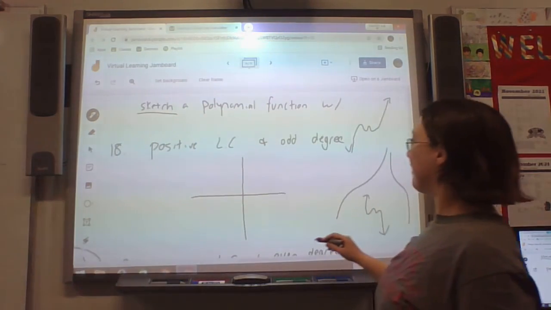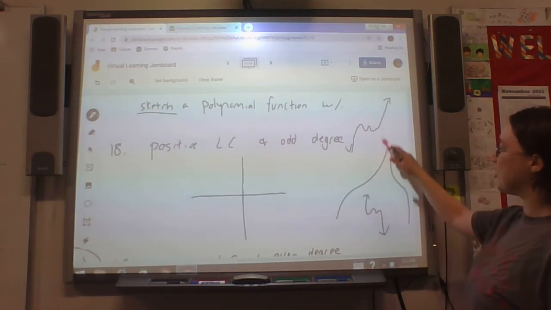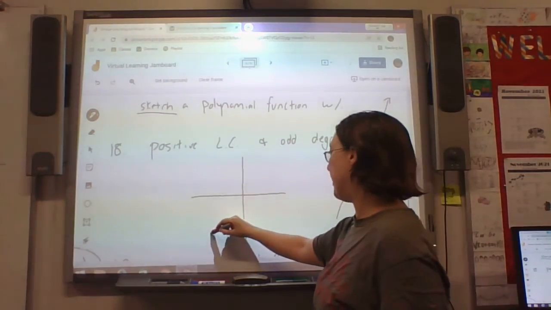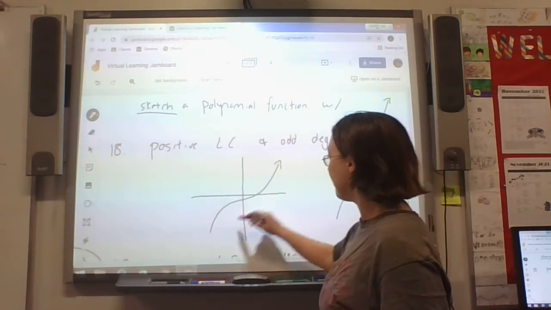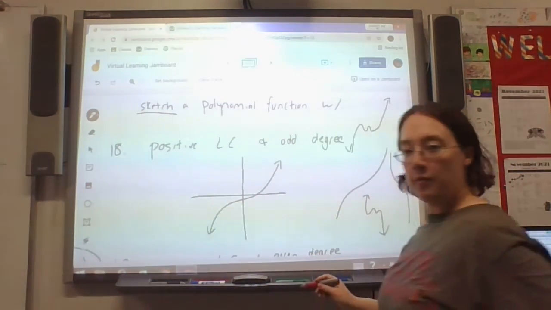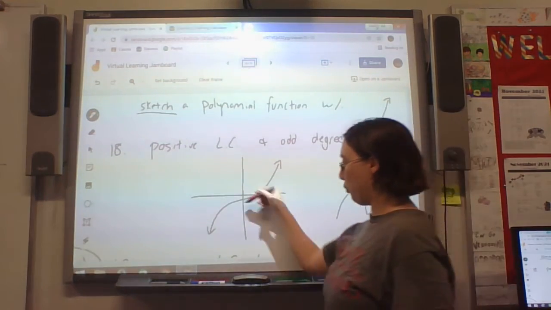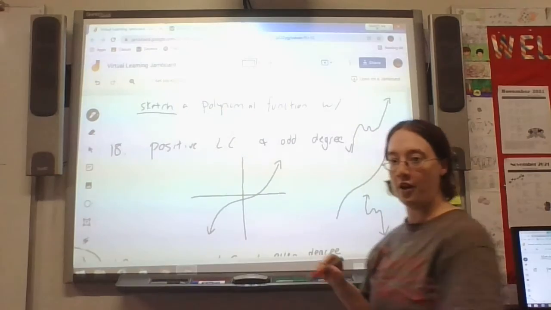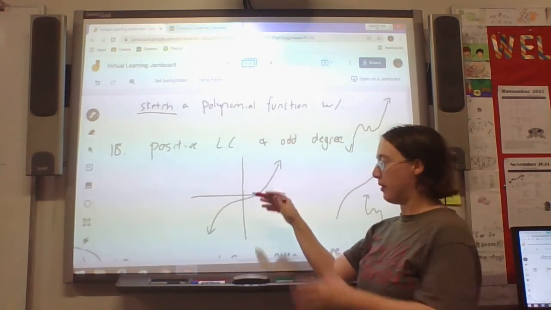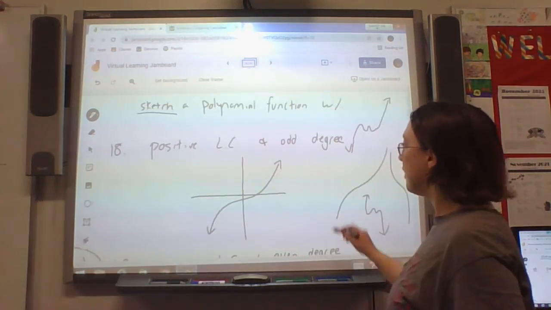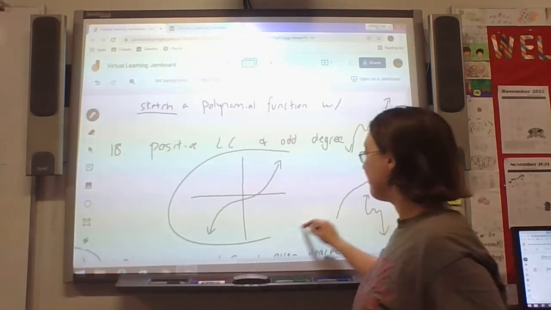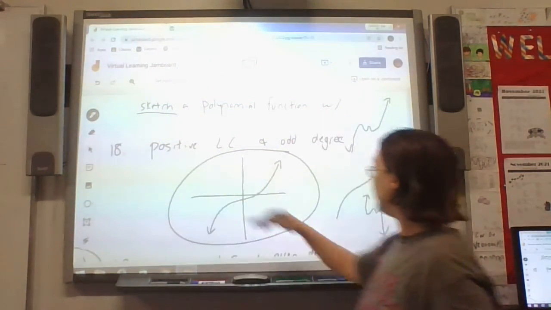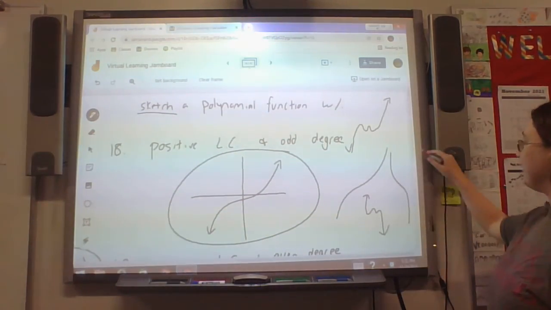So if we want a positive leading coefficient and an odd degree, we're going to end up with something like this. So something where your end behavior is doing this, where you're going off to negative infinity on the left and positive infinity on the right. So it could have some bumps in here, but this general shape. So something like that. Now, if you wanted a negative leading coefficient, then it'd be going down instead.